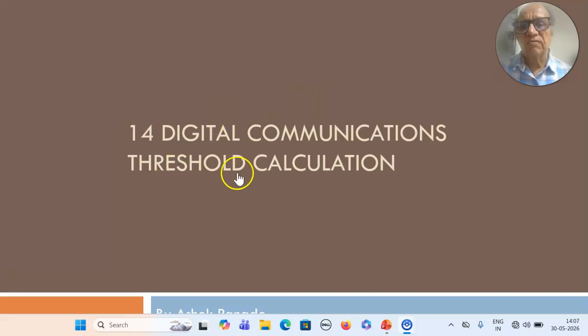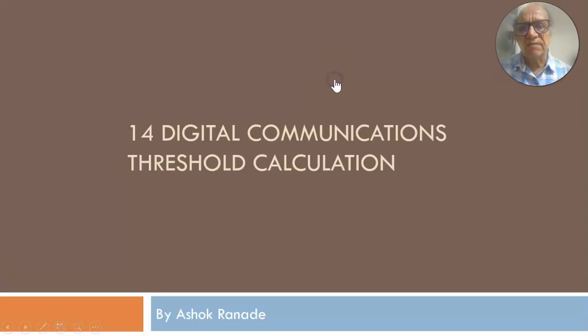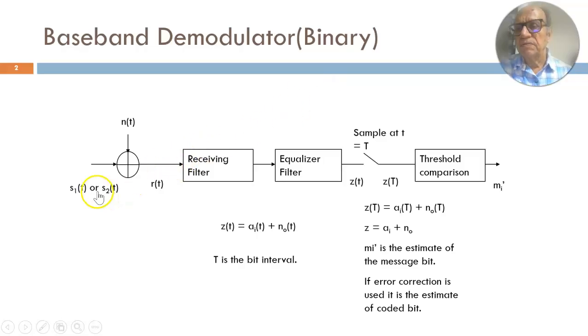So that threshold, we want to find out what should be the value of that threshold. That is what we are going to do. So let us start by quickly revising our block diagram for the binary receiver. So the incoming signal is either S1(t) or S2(t) based on whether 1 was transmitted or 0 was transmitted, and there is always some noise present.